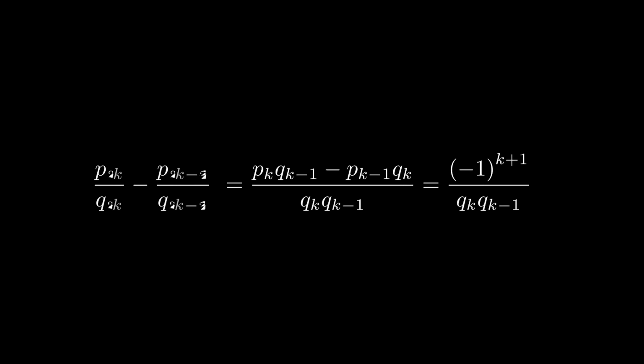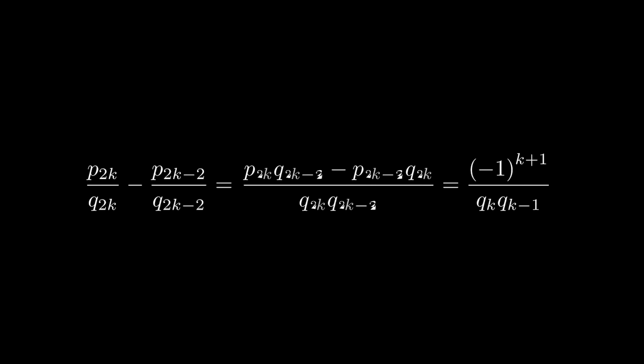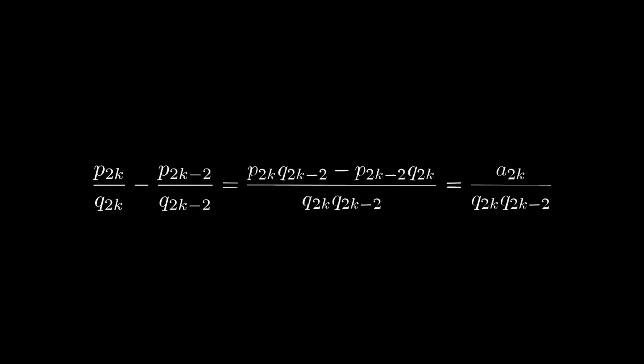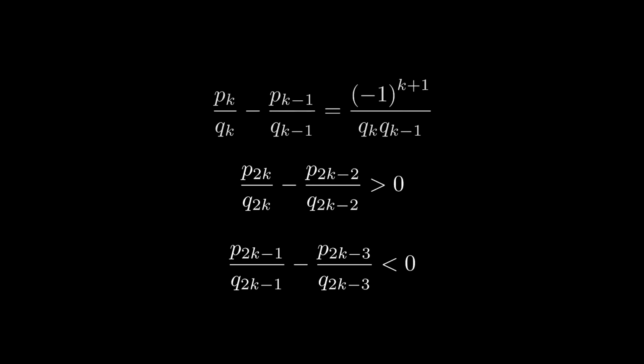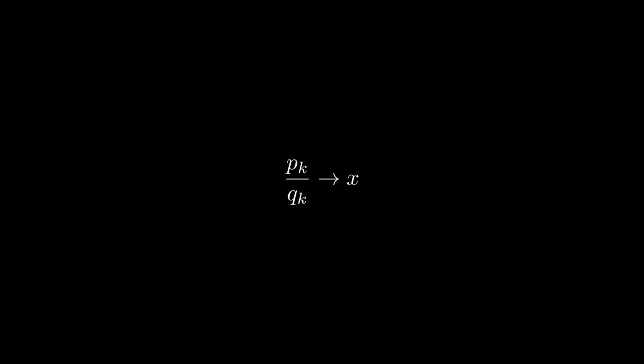If we instead look at the difference between even index convergents, we find they're monotonically increasing. Similarly, if we look at the odd convergents, we find they form a decreasing sequence. Finally, we can prove that all even convergents are less than all odd convergents, and so these two sequences sandwich around a common value. As the sequence of convergents is Cauchy, the sequence must converge to x. We define the value of an infinite continued fraction as the limit of the sequence of its convergents.